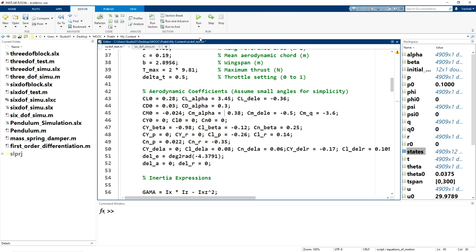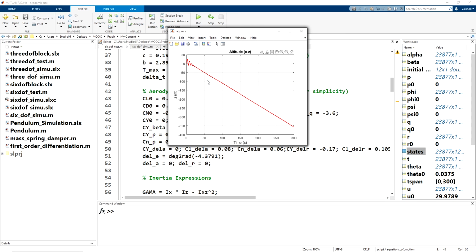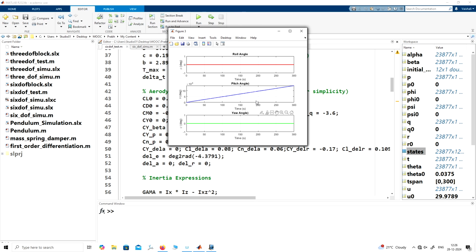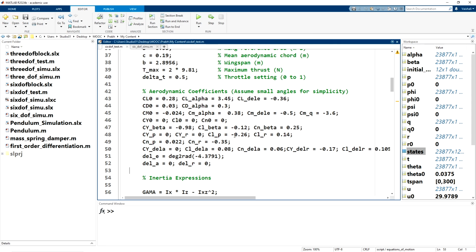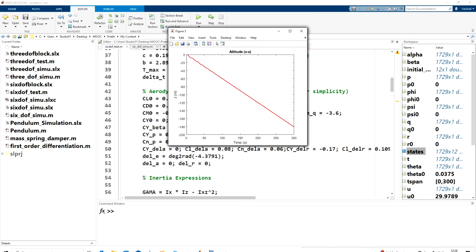Now I will try to run this simulation. Although the simulation has run, let us see the plots, phi, theta and xi. Here theta is going up to 5 times 10 to the power 4, which is unrealistic. That means it is continuously doing a somersault, which is definitely not acceptable. As soon as I put Cm alpha back to negative, we have proper results. Theta is back to its normal 1 degree.